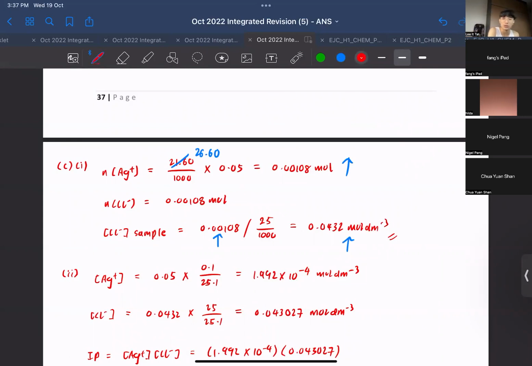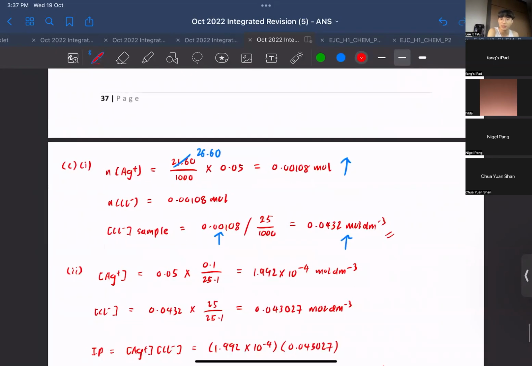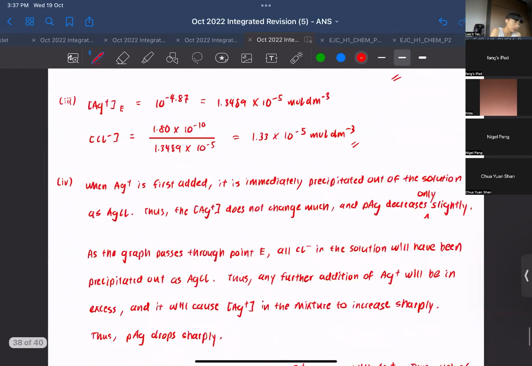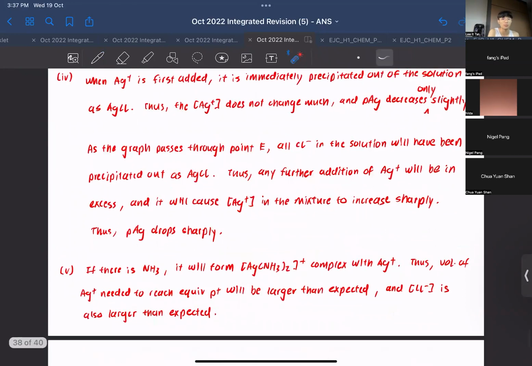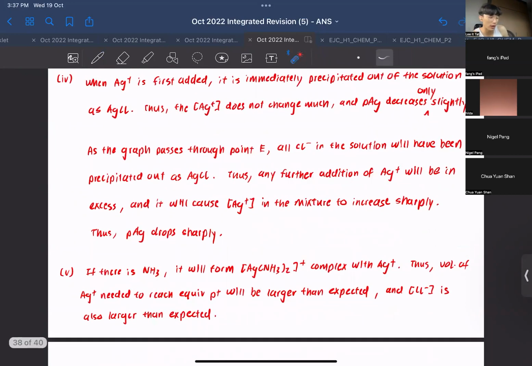Okay, so perhaps you want to be very clear. The Cl minus is the same, but now you have an extra item inside. So you need more Ag plus. Okay, so that's the answer to this question here. If there's ammonia, I acknowledge there's a complex form. If you don't do that, I think you should be fine also. But it's good to acknowledge the complex. So the volume of Ag plus to reach equivalence point will be larger than expected. I think this is the word we're going to use here. So the answer will also be larger than expected.